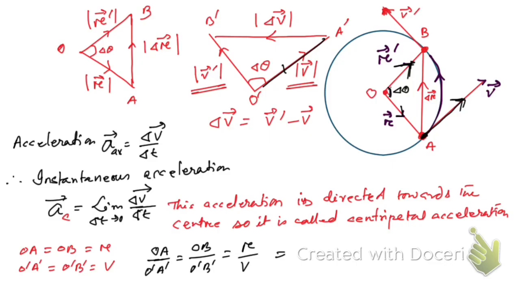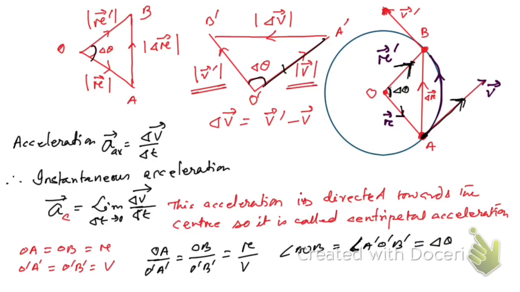So now OA, OB both equal to the magnitude of R vector, that is R. Similarly, these two are equal to the magnitude of v and v dash, so that is v. Now before that, let me tell you one more thing. As I have already told you, these two angles are equal. Since angle AOB is equal to angle A dash O dash B dash, these two angles are equal, that is del theta.